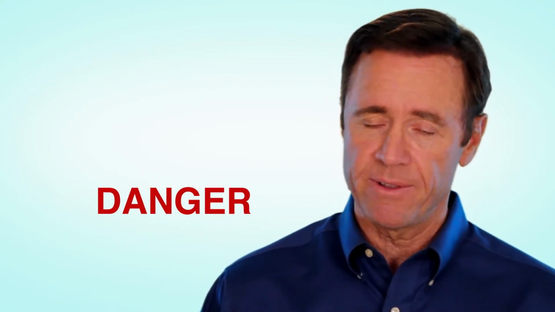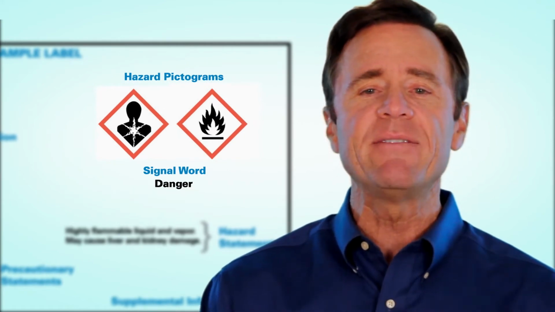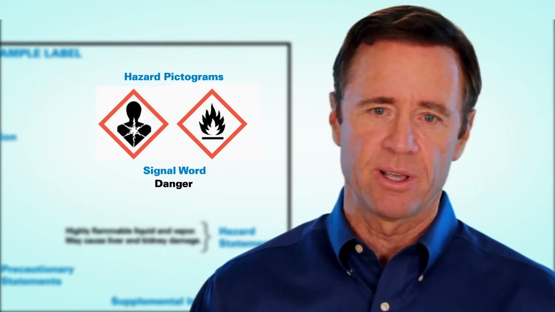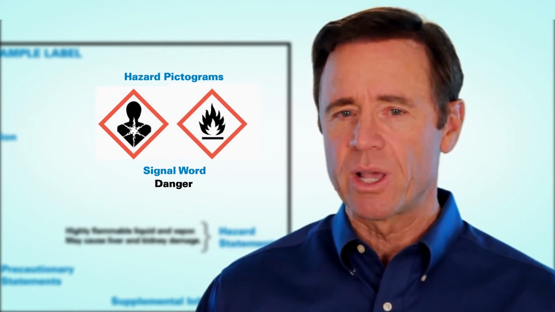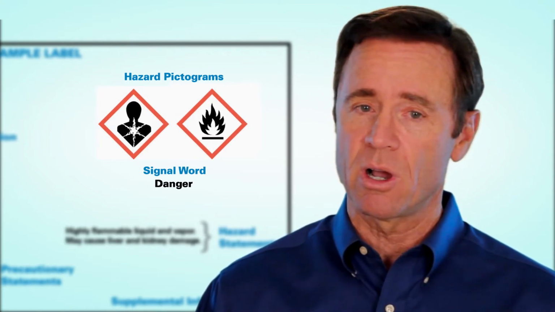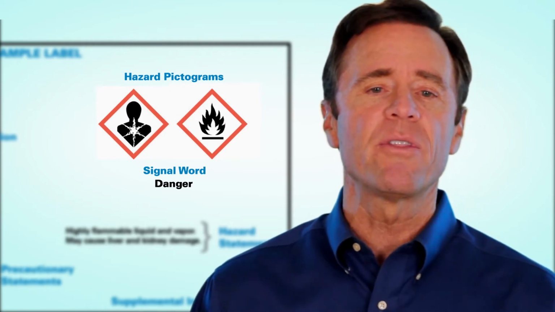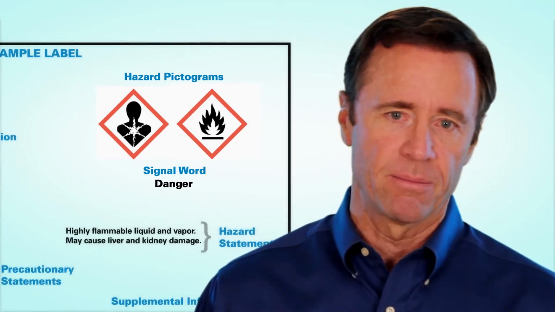Danger is the more severe hazard. There will only be 1 signal word on the label, even if there is more than 1 hazard. If there is 1 hazard that warrants the danger label, the label will have the word danger on it. The only time the word warning would be used is if all the hazards were not severe.